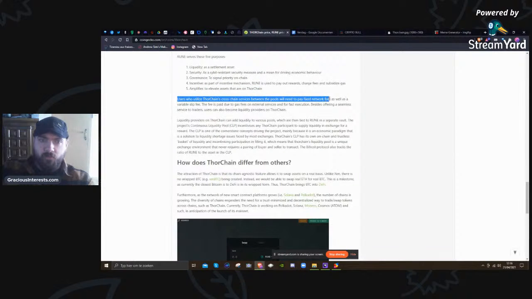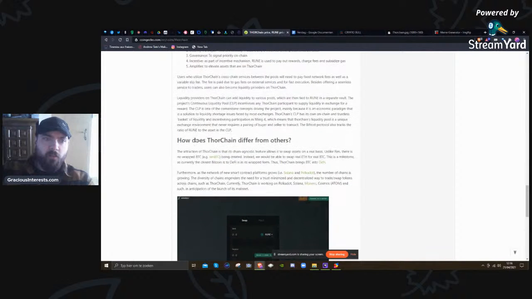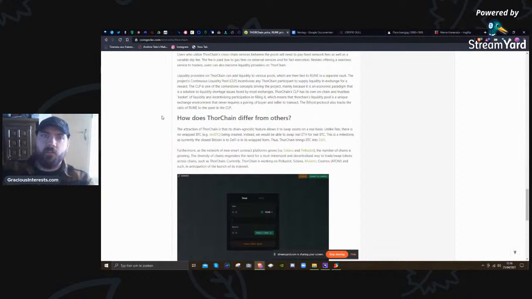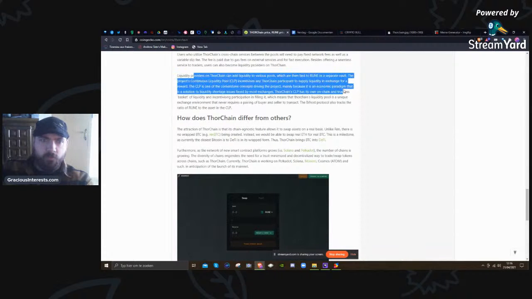So usually it has cross-chain settlements where users will need to pay fixed network fees as well as a variable slip fee. So that's basically transaction and gas fees for doing the various manipulations on the chain. It works a little bit like Ethereum in that account. You have transaction fees when you're doing a transaction, and if you want to make movement, there's the so-called gas fees. So the amount of coins, tokens that need to be paid in order to do a certain operation on the chain.